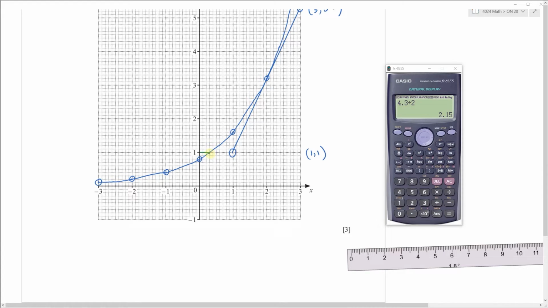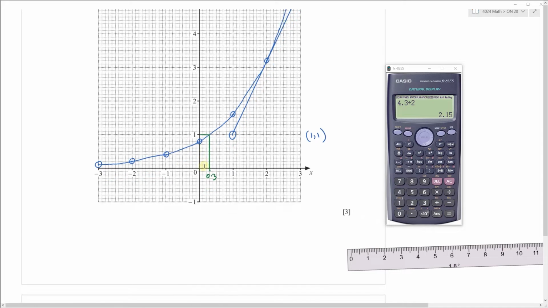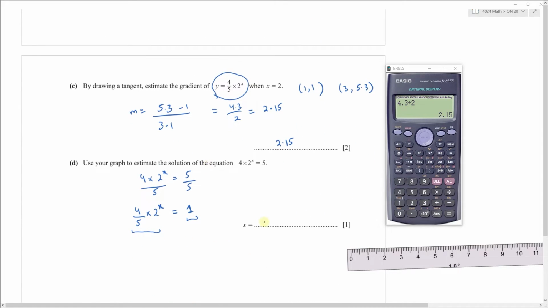And if I go down to my x-axis, this is 0, 0.1, 0.2, 0.3. So using this graph that we have drawn, the solution here is x equals 0.3 when y was 1. So this is how you will estimate the solution for this equation using the curve that you have drawn.